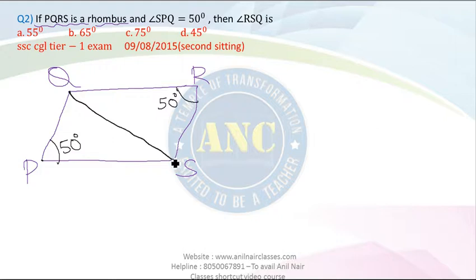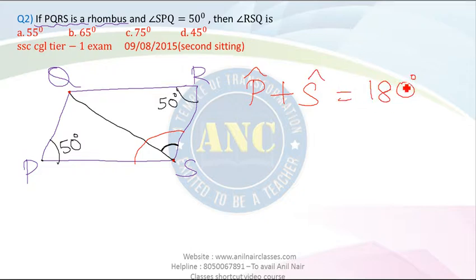That means I should join this diagonal. RSQ, this particular angle is what I need to find. Now think a little logically, sir. You will get the answer if you think a little logically. Now can I say that this particular diagonal will bisect this bigger angle S into 2 equal parts, and I also know that angle P plus angle S is nothing but 180 degrees because they are adjacent to each other. Angle P is 50, that means the entire bigger angle S is 130 degrees.